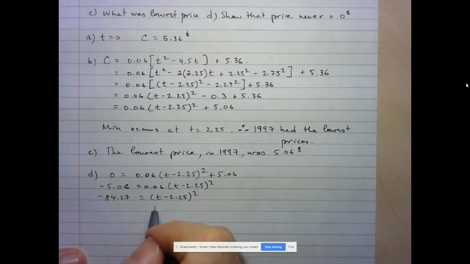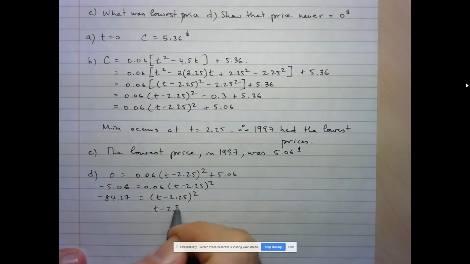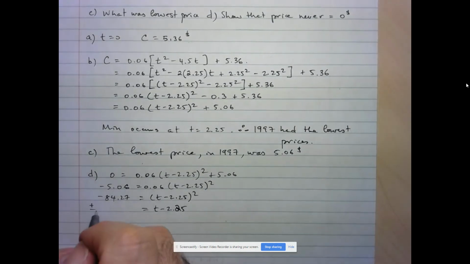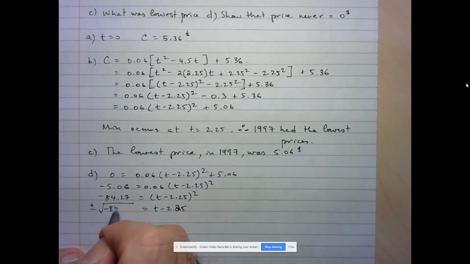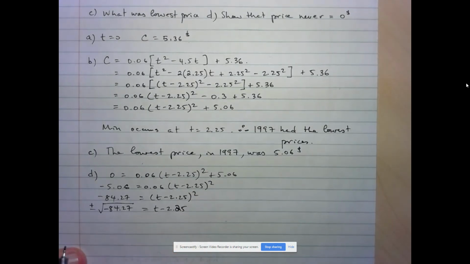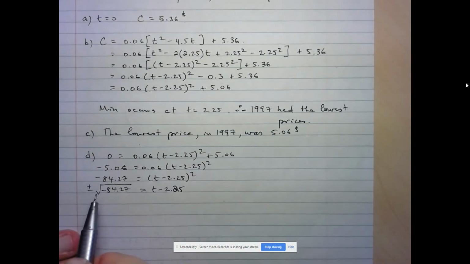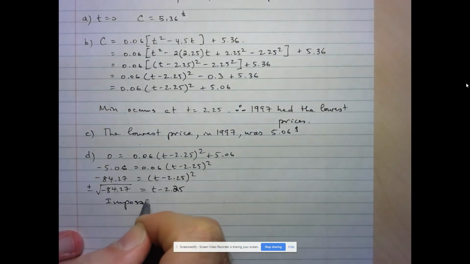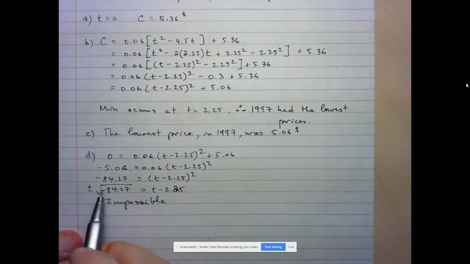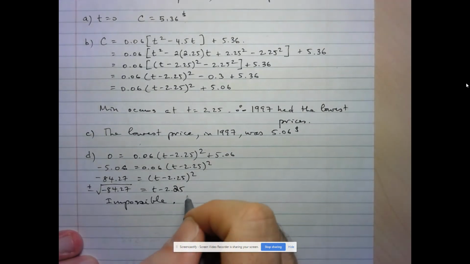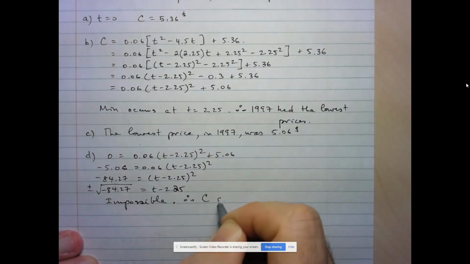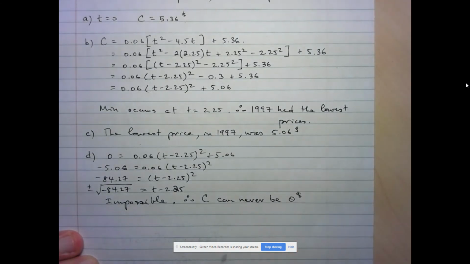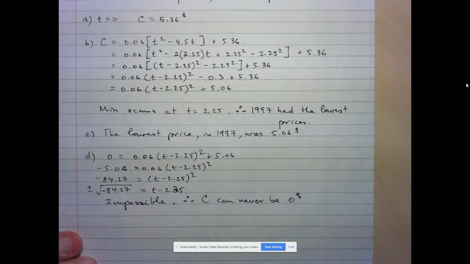And the next step would be to take the square root of both sides. And I think this is where now we're going to see the issue. So remember, it's the positive and negative square root of negative 84.27. But lo and behold, we have a negative inside the square root. So this is impossible. You can't take the square root of a negative number. So what's our conclusion? Therefore, C can never be $0. Okay, and we've confirmed it.